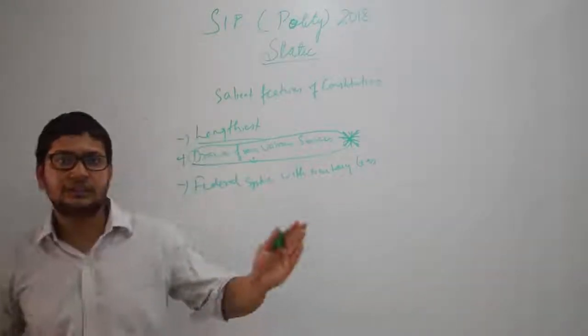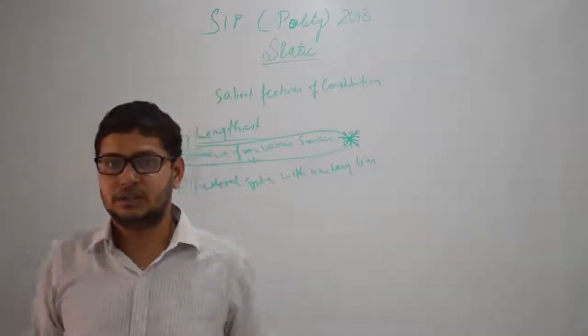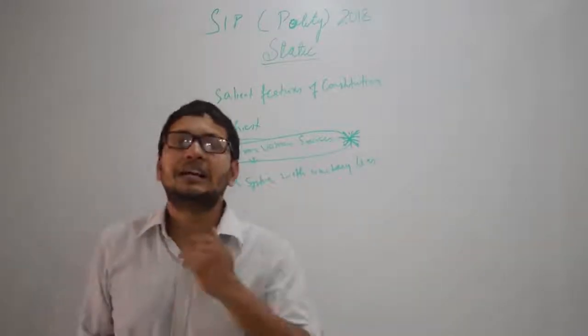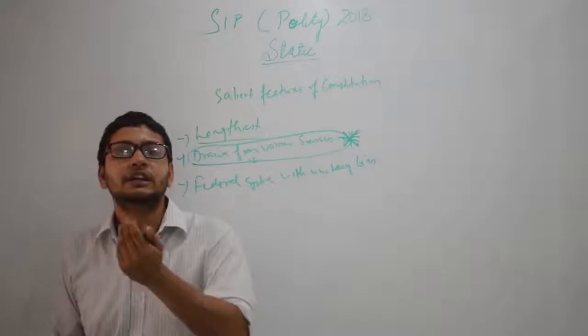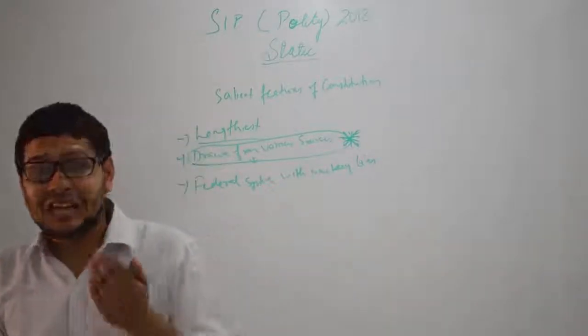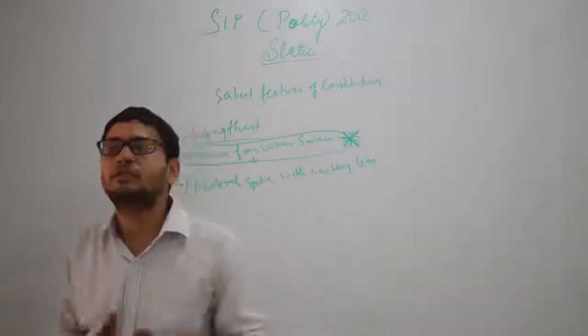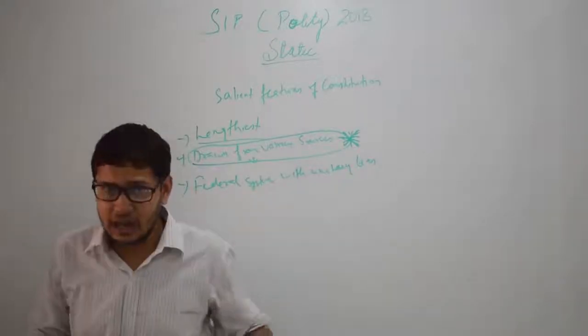We have divided the states for administrative convenience. That is why we have given central government more power than we gave the state government. Because, as you know, at that time India's partition had happened.